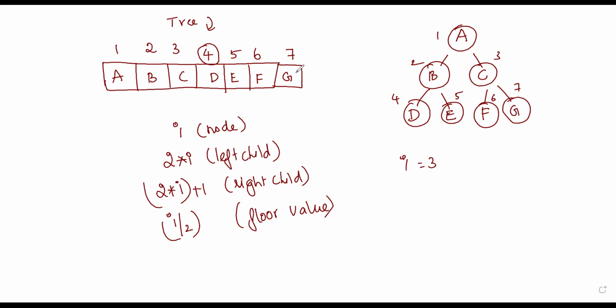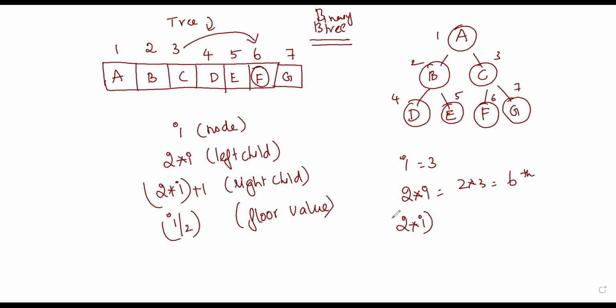So if an array is given and they are asking you to find its left and right child for a binary tree, or any kind of binary tree, then you have to use this formula in order to find it. So if I is equal to 3, its left child will be 2 star I, which is 2 star 3, equal to the 6th position. So for 3, 6 is its left child.